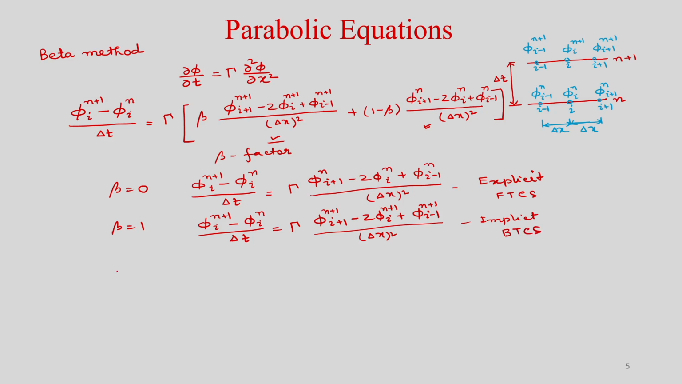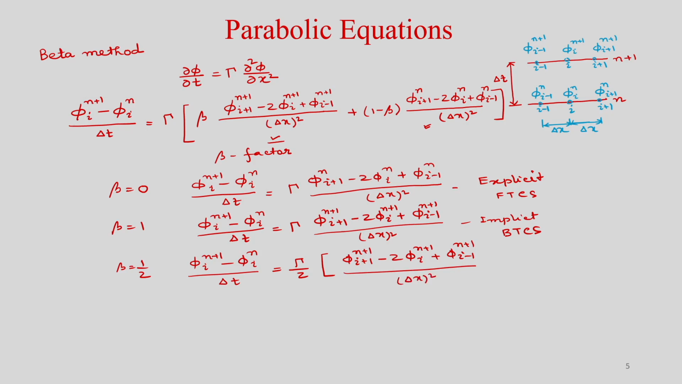And if you put beta is equal to half, then you are going to get phi I n plus 1 minus phi I n divided by delta t is equal to, since beta is equal to half, 1 minus half will be half. So, you take gamma by 2 common, half we have taken common. So, you will get phi I plus 1 n plus 1 minus 2 phi I n plus 1 plus phi I minus 1 n plus 1 divided by delta x square.